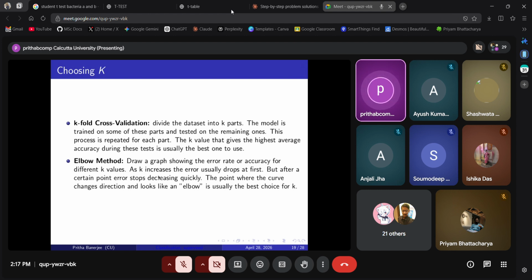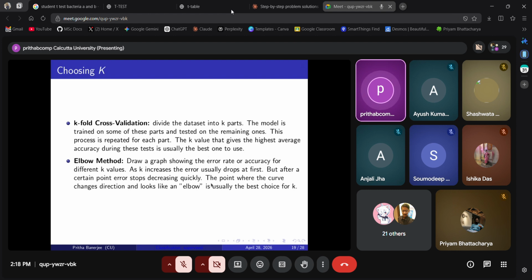You will see that as k increases, the error usually drops in the beginning. But after a certain point, the error stops decreasing quickly and then it becomes steady. That is why it is called elbow. It looks like an elbow. If you just look at your hand, from the shoulder to the elbow, it decreases, and then after that, it becomes more or less horizontal to the x-axis. That means that even if you increase the number of neighborhood points, the result does not significantly improve. Okay, so this way we choose a particular k.